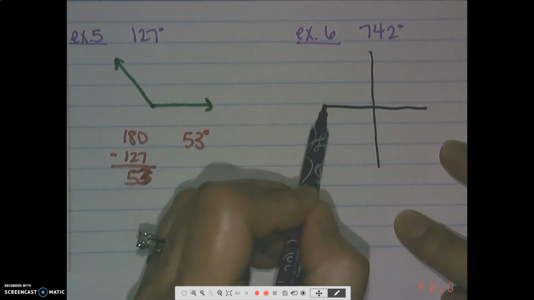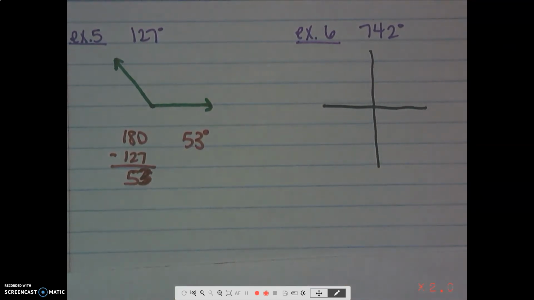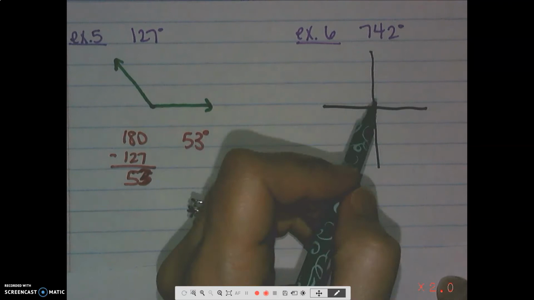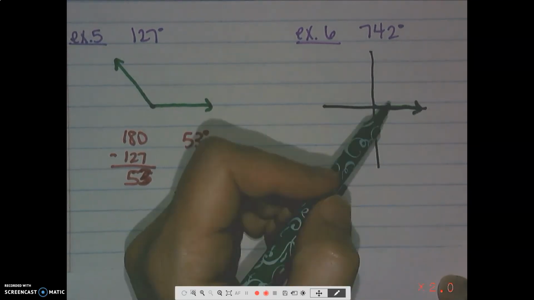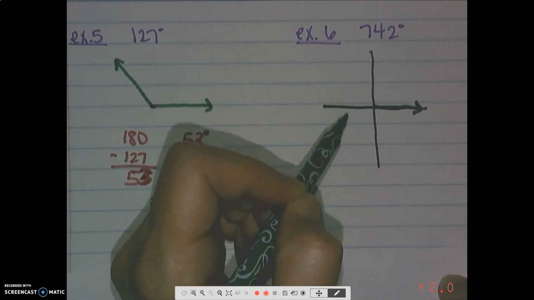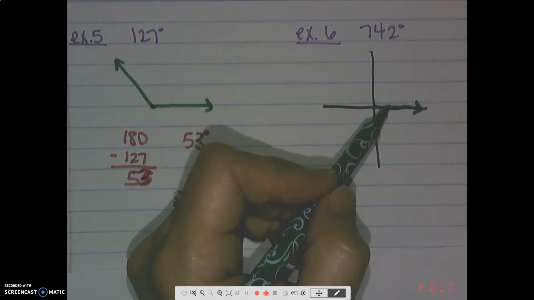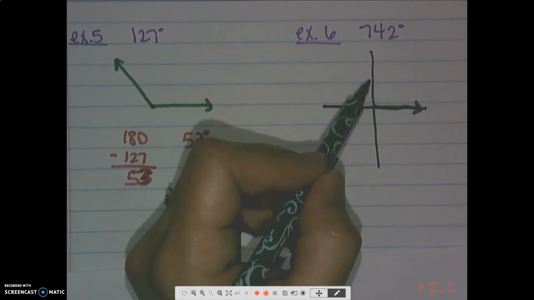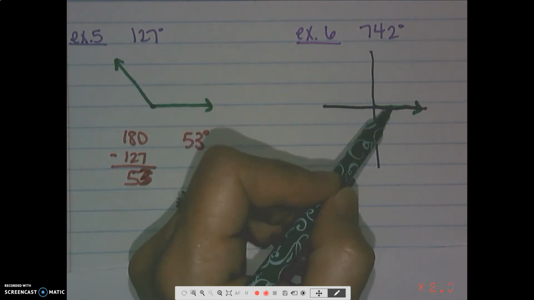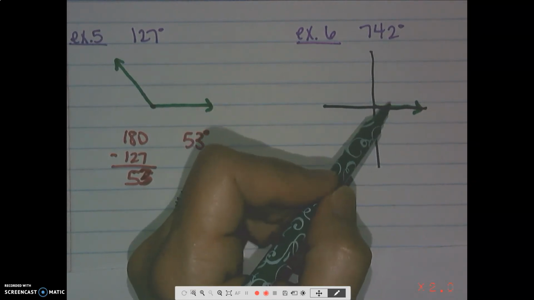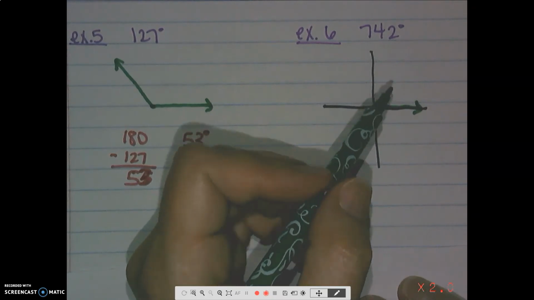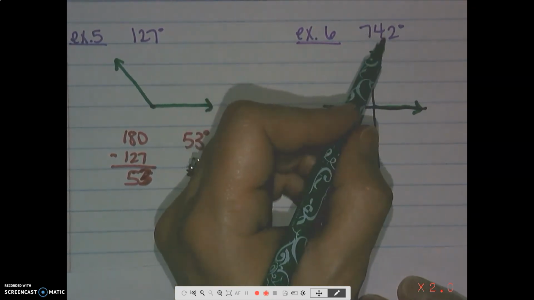All right, so we've got our XY coordinate plane. Okay, we're graphing 742 degrees. We start off here. If we go all the way around, that's 360. That's not enough yet. So we have to go around another time. That would give us 720. So that doesn't get us enough either. We've got to keep going another 22 degrees.